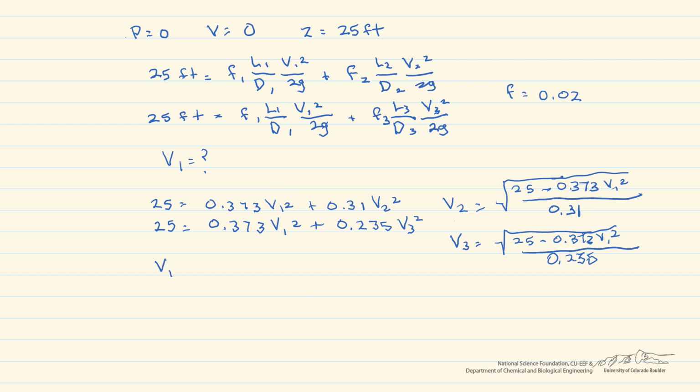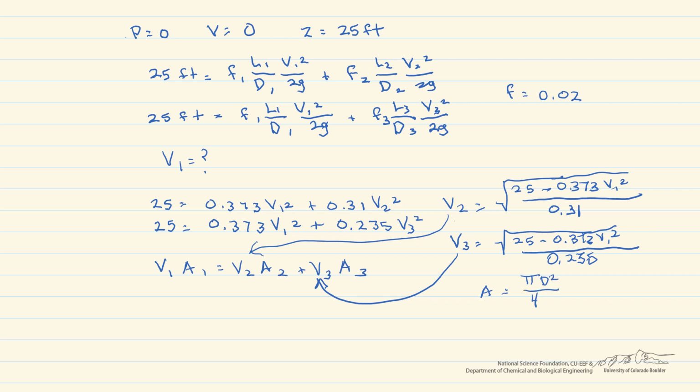Now let's put this into the continuity equation. If you remember, that's V1A1 equals V2A2 plus V3A3. So we're going to put the V2, which is a function of V1, into there. We're going to put the V3 into there, and then calculate the areas, where the area is equal to pi times the diameter squared divided by 4. To solve this, you're going to have to use some kind of root finding program. What I used was Solver, and the answer that I got for V1 is equal to 8 feet per second.